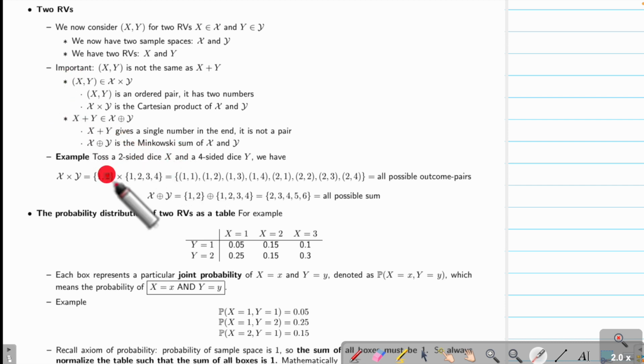Don't mix them up. So for example, I want to toss a two-sided coin. That means I flip a coin, and I have a four-sided die, Y. Then the Cartesian product between set X and set Y will be this set Cartesian product with this set, and these are all the possible outcomes you can get on this sample space. But if we consider the Minkowski sum of set X and set Y, then this is basically all the possible sums you can get. You can see that these two sets are different things.